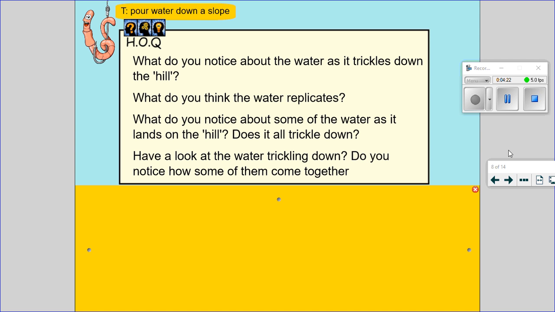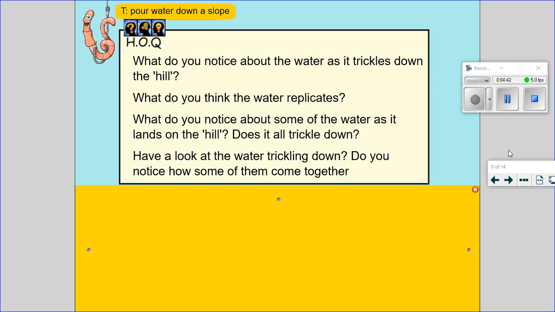I'm going to show you a video now, and I want you to really focus on what the water is doing. What do you notice about the water as it trickles down the hill? And it's not a hill, it's a rock in my garden, but I want you to imagine it's a huge hill and it's water like a river trickling down. So what does that water replicate?